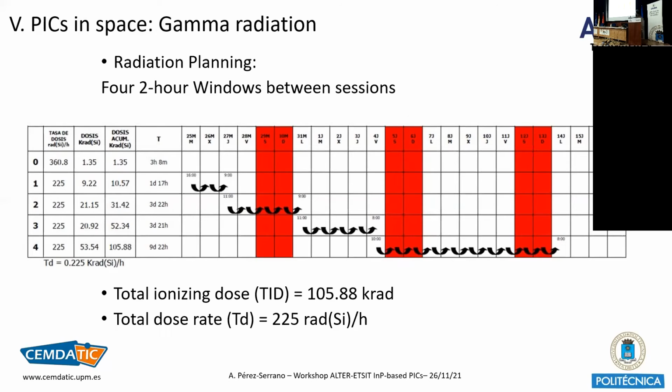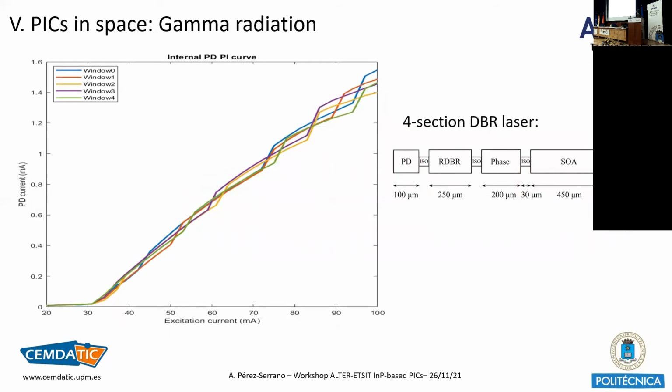Here I'm showing you what we did: we measured PI curves of these 4-section DBR lasers, at different windows. We can see that they are not exactly the same, but the threshold is maintained and the power is also maintained. We suppose they are not exactly the same because of other conditions. For example, it was summer and it was really warm in our lab, so this could be the reason.